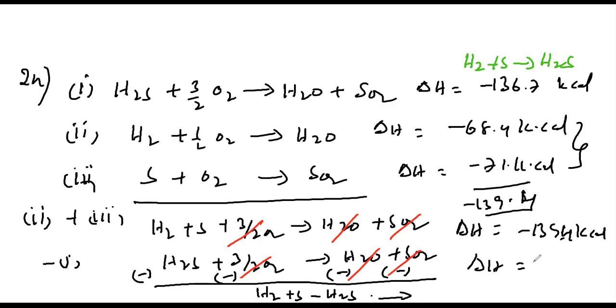Equation 1 delta H is minus of minus, which is plus 136.7. So 139.4 plus 136.7, how much are you going to get, students? Minus 2.7 kilocalories. Taking H2S to this side, H2 plus S gives rise to H2S, delta H is minus 2.7 kilocalories. Approximately 2.7 kilocalories.